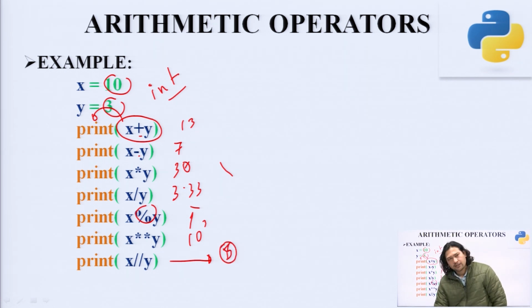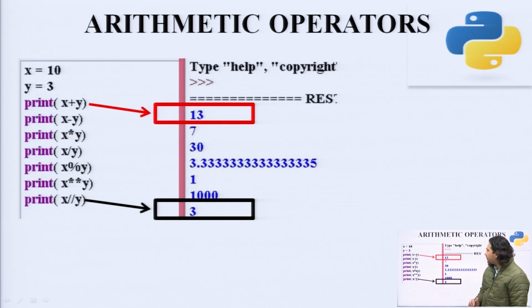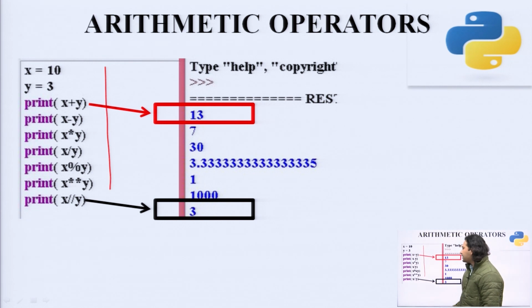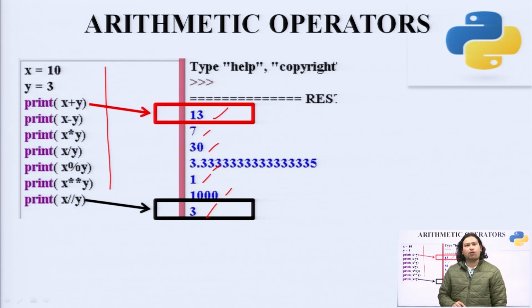Let us look at the example through programming. In this programming we have run the same code which you have seen in the previous slide, and there you can see the addition 13, 7, 30, 3.33, 1, 1000, and the last one is 3. So, these are basically the common operators which are performed on simple integer or float data types. You can say the numeric data types.